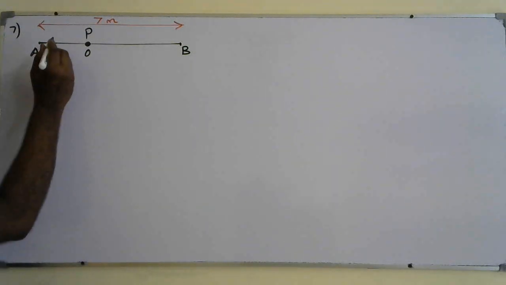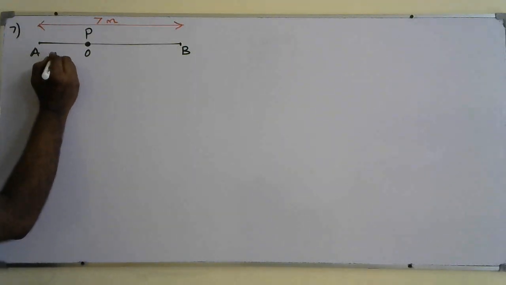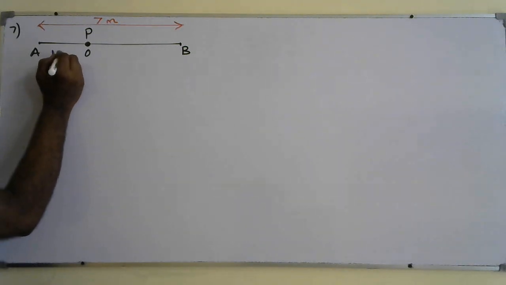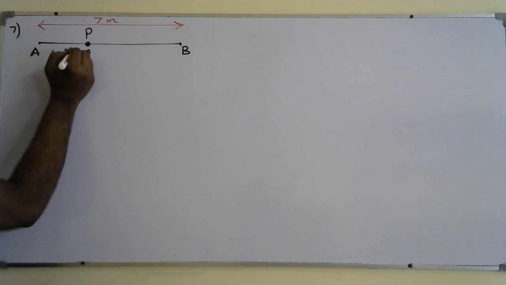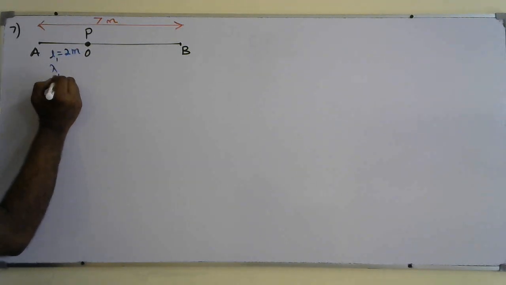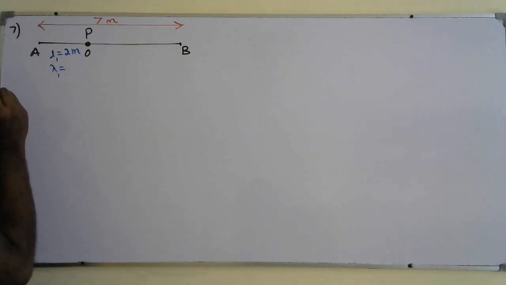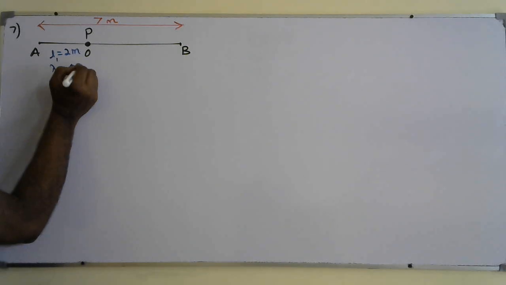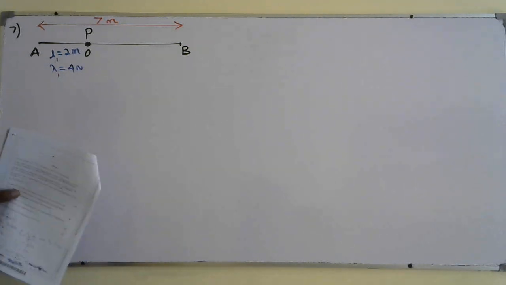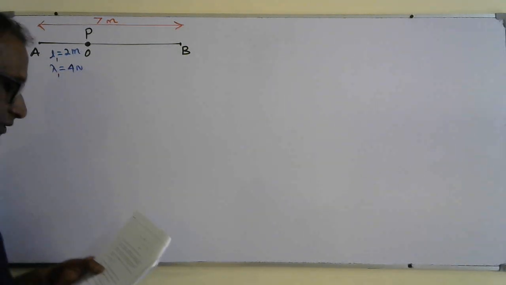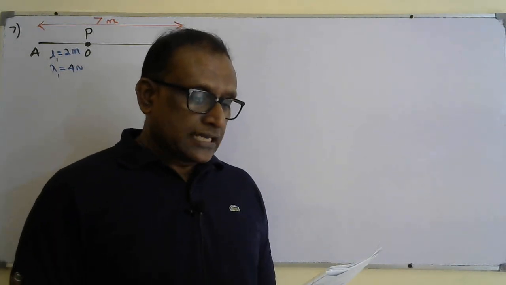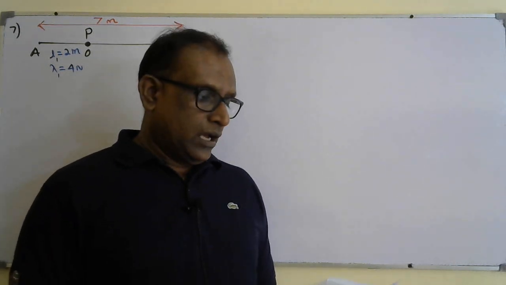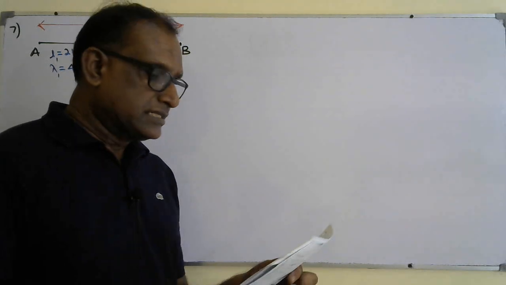So there, for that string, L1 is equal to 2 meters and lambda 1 of it is equal to 4 Newton. Right. That is for the string AO. But it's anyway extended, but that's the natural length I put. The mass of the particle is 2 kilogram. We'll write the data separately.